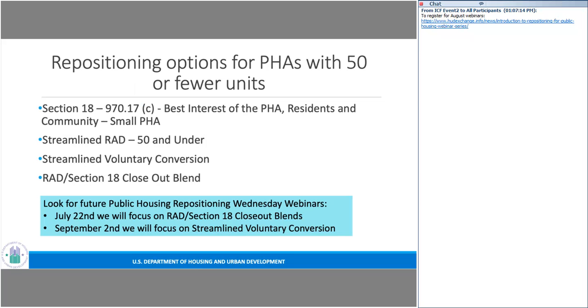So what are we going to talk about today? The two major topics that Jane and Willa are going to discuss are the Section 18 under 50 provision, as we'll call it for shorthand, and the Streamlined RAD 50 and under provision.